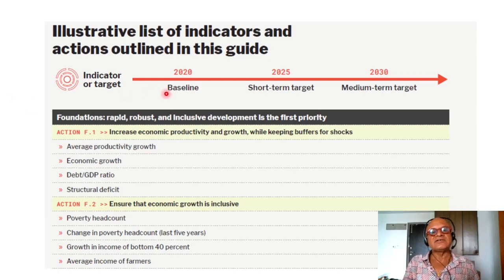So these are the illustrative list of indicators and actions outlined in this guide, and the timelines used is 2020 for baseline, just before COVID became very extensive, global and debilitating. 2025 as the short-term target and 2030 as the medium-term target. I would also like to remind you again that I love these shorter-term decision horizons, because then you can really monitor and evaluate progress and see that you are on the right path.